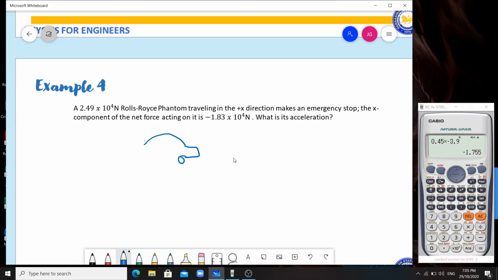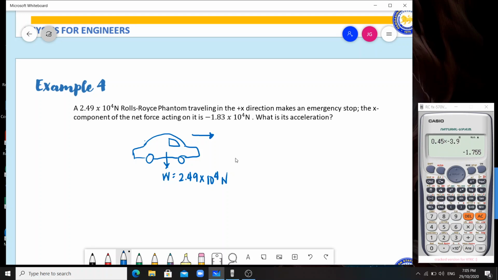Okay, simple lang naman to, hindi naman na kailangan ng FBD dito. Pero gusto ko lang ipakita yung sign convention. Sabi niya, at 2.49 times 10 for Rolls-Royce Phantom. So, ibig sabihin parang ito yung sinasabi niyang weight. Okay. Yung 2.49 times 10 raised to 4 Newton. Okay? And it's traveling sa x direction.